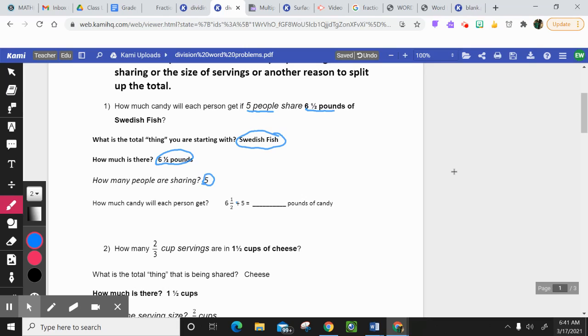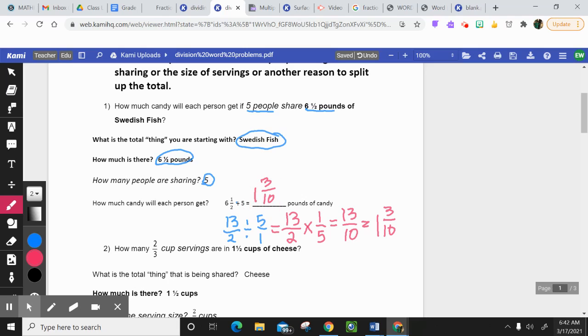So let's go ahead and convert 6.5 into an improper fraction. 2 times 6 is 12, plus 1 is 13 halves, divided by 5 over 1. Now let's do our math. So we're going to take the opposite sign and then the reciprocal. And now we can see how much each person gets. It's going to be 13/10 of a pound. Let's make that a mixed number, 1 3/10.